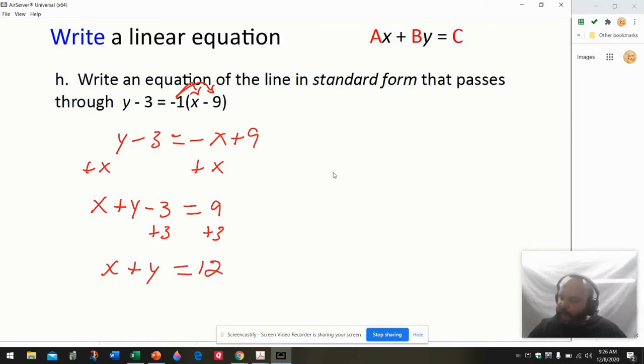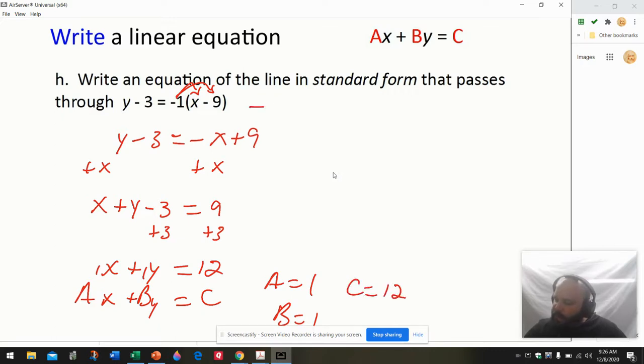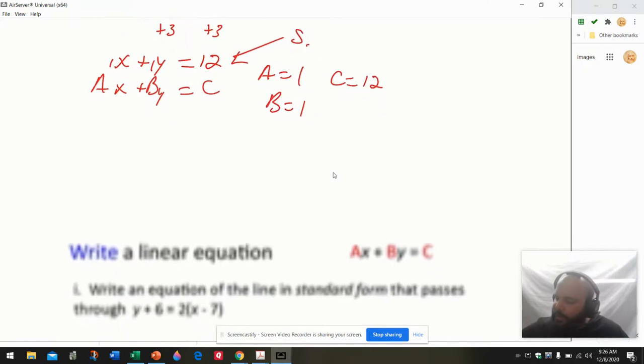And if you look, that lines up perfectly with standard form. You can see a is 1 because there is no number there, it's 1. B is also 1 because it's 1x and 1y. And then c is 12. So again, this is point slope form. This right here is standard form. And once again, these are all the same lines. If you were to graph them, they're just being expressed in a couple different ways, either point slope or standard.